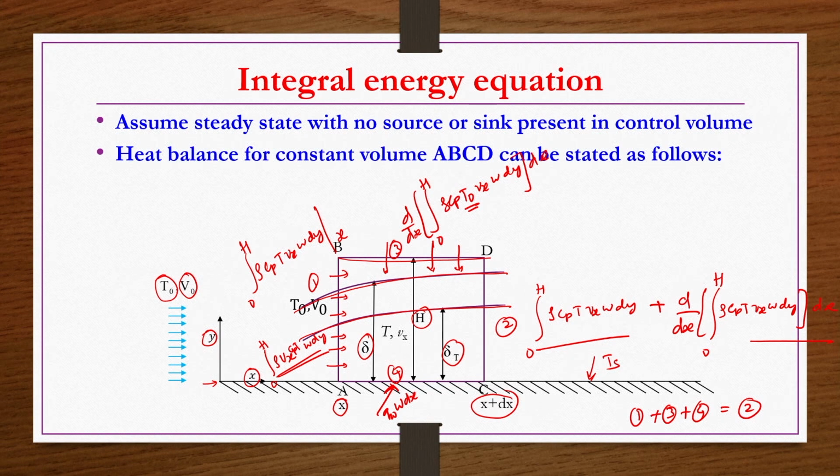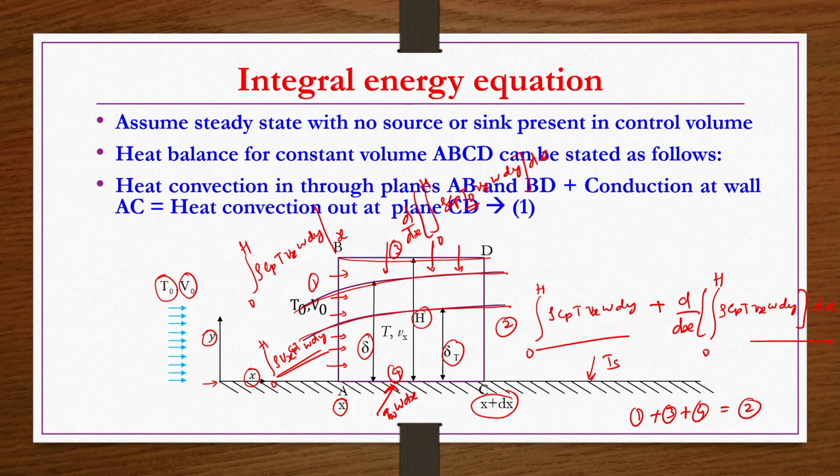Heat balance for control volume ABCD can be stated as follows. Heat convection in through planes AB, that is 1, and BD, that is 3, plus conduction at wall AC, that is 4. So, expressions 1, 3 and 4 should be balanced by heat convection out at plane CD, that is 2, written as expression 2 here, right. Pictorially I have explained whatever is there. So, the same thing I have written here.